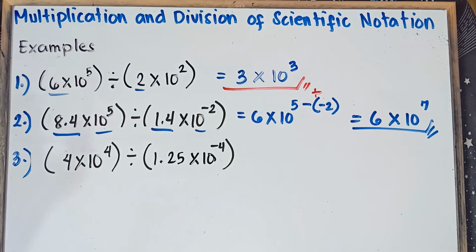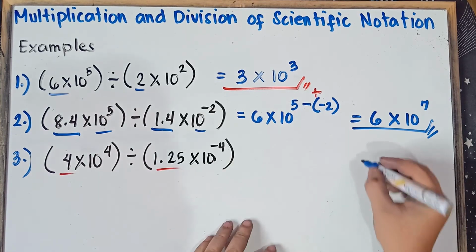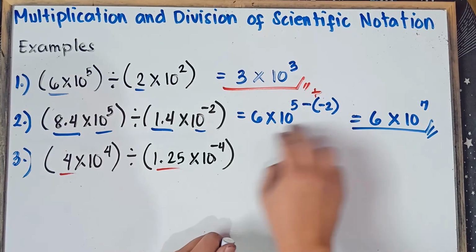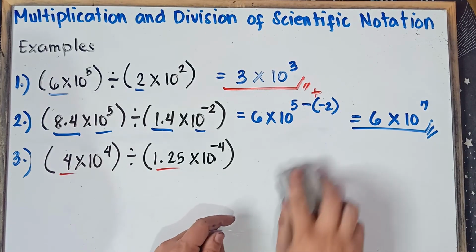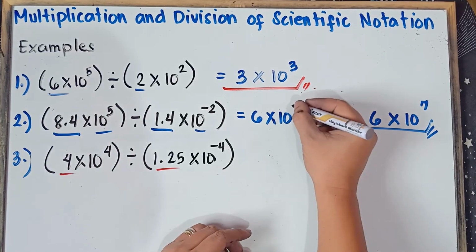Alright, so let's proceed now to example number 3. We're down to the last example, class. Once again, simply divide this one. We don't have enough space, class, so let me just erase this one. So our final answer for example 2 is 6 times 10 raised to the power of 7.